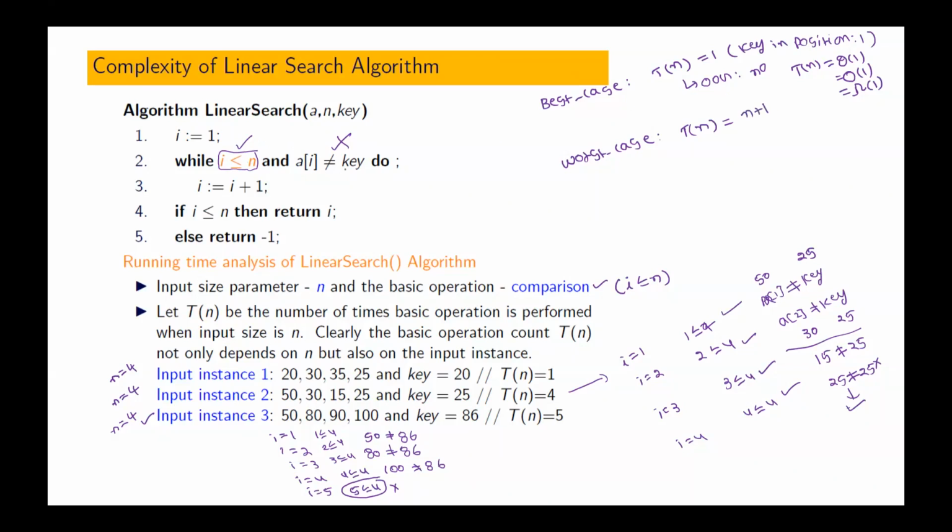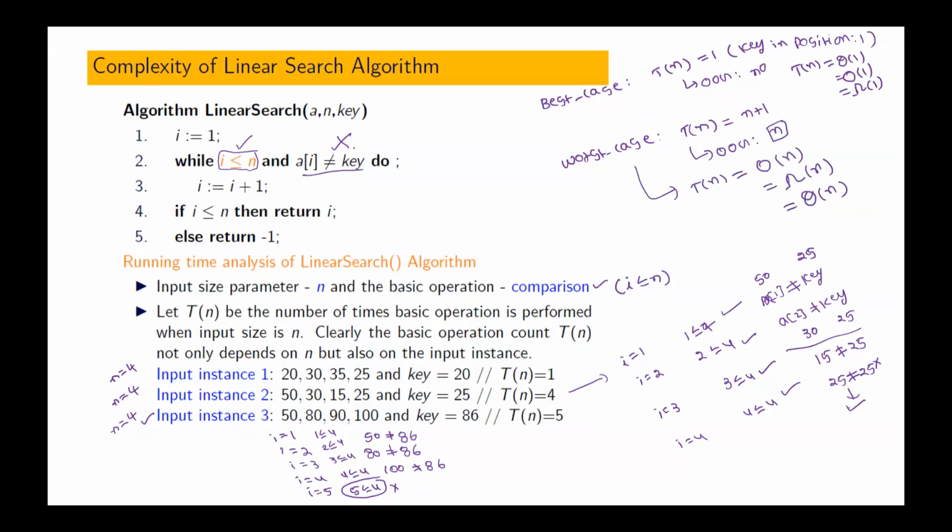Now, what is the difference? When we took A of I not equal to key as our basic operation, we got T of n equal to n only, no? But here, because of this operation, we got n plus 1. But is there any change in the order of growth? Its order of growth is n only. Again, T of n is big O of n or big omega of n or theta of n. All are correct. That means whether we take the first operation or the second operation, there is no change in the asymptotic running time of this algorithm.